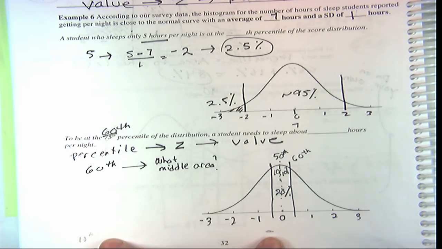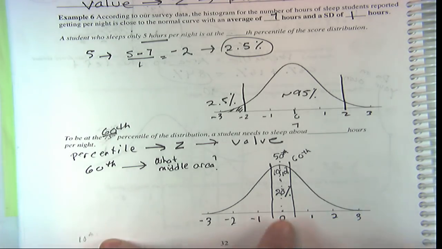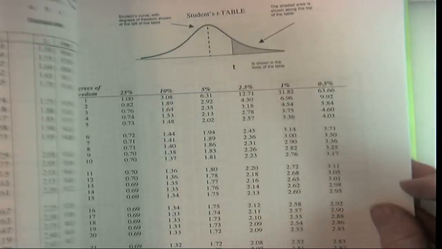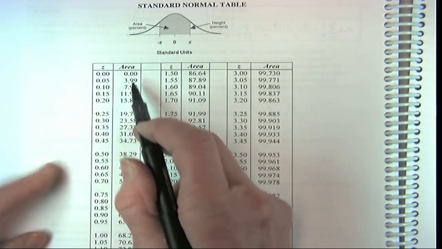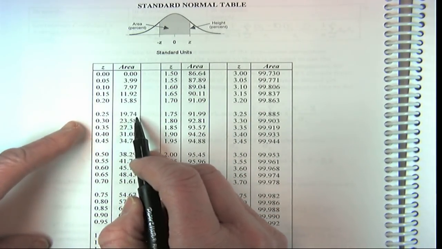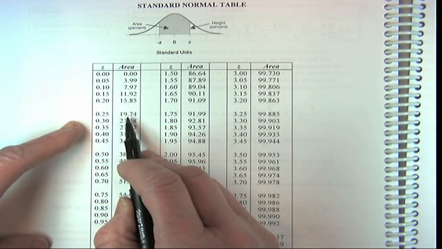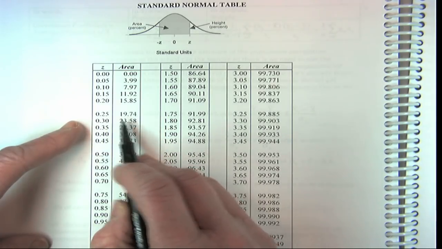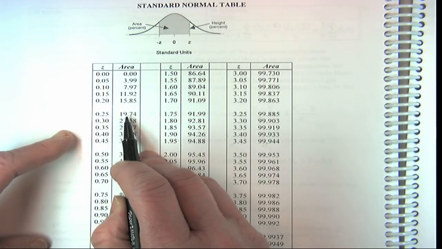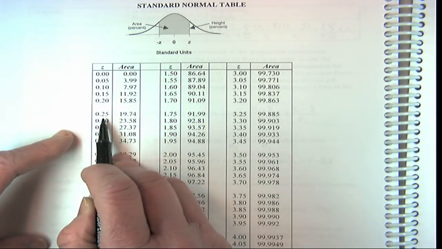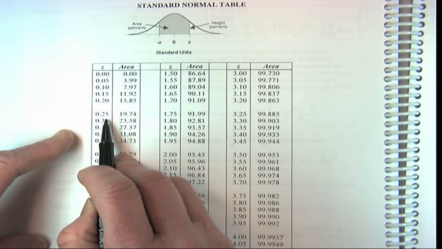So now I want to look up a middle area of 20%. So let's do that. And what do we get? So you look at your area and go to the line closest. 20 is in between 19.74 and 23.58, but it's much closer to this one. So we're just going to go to the closest line, and so that's 0.25. Okay.